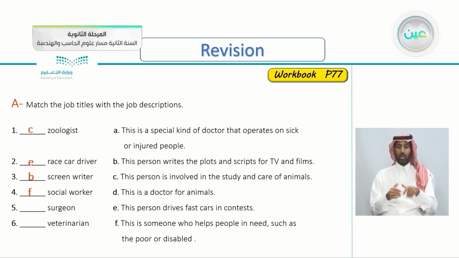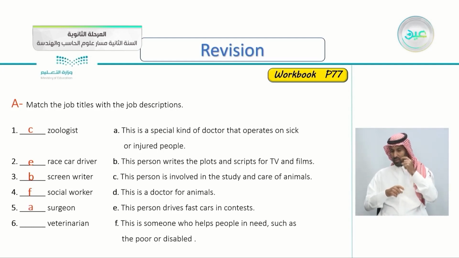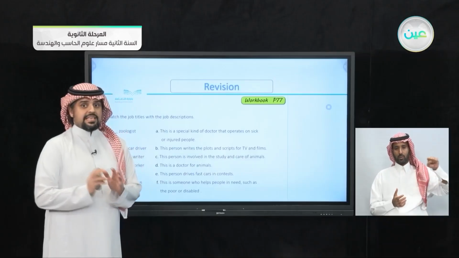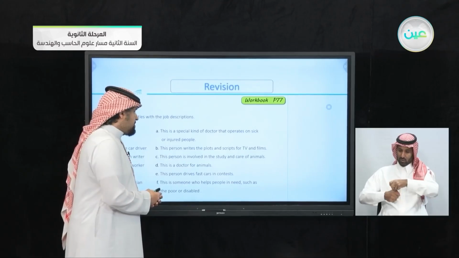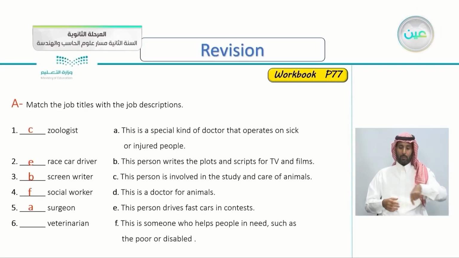Number 5 here, a surgeon. So 5 and 6, surgeon. So number 5, a surgeon. It's the letter A. This is a special kind of doctor that operates on sick or injured people. So a surgeon is a doctor, but he is a special kind of doctor that operates on sick or injured people. Last one, the veterinarian.